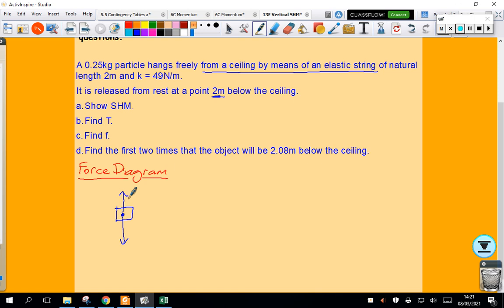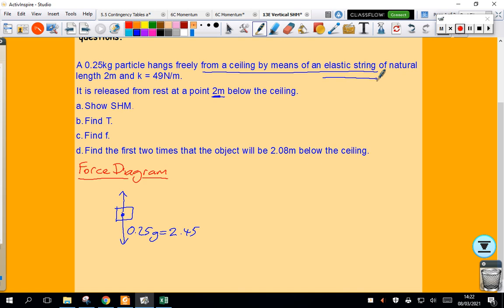Now, the force acting downwards is the weight of the particle, which is its mass, 0.25 multiplied by g. Now, I'm actually going to work out what that is. That's just a quarter of 9.8. And that's just going to be 2.45. I'm getting rid of my g here just to make it a bit easier to work with. So it's 2.45 newtons of force pulling that downwards towards the center of the earth. That's the force on the object by gravity. But there will also be a force upward on the object by this elastic string.